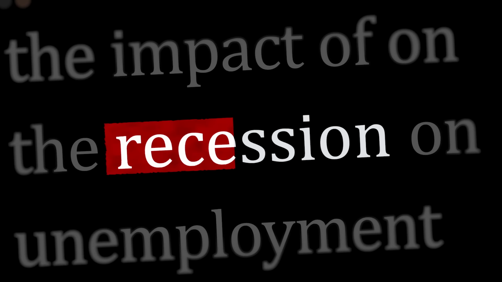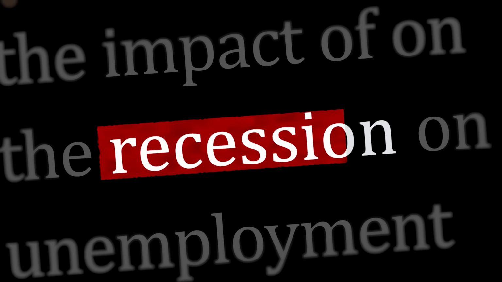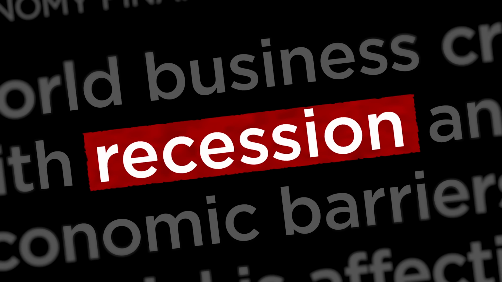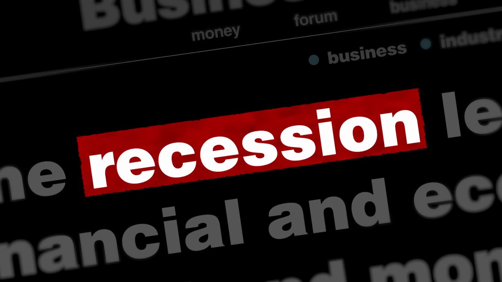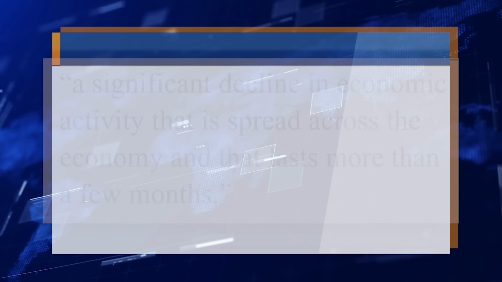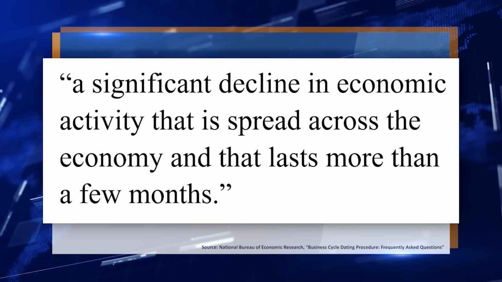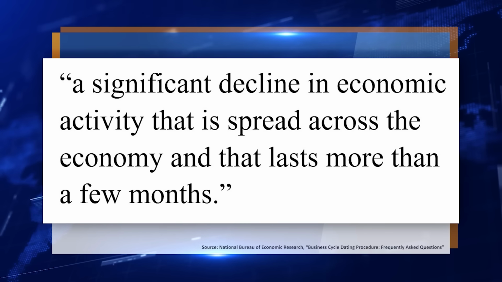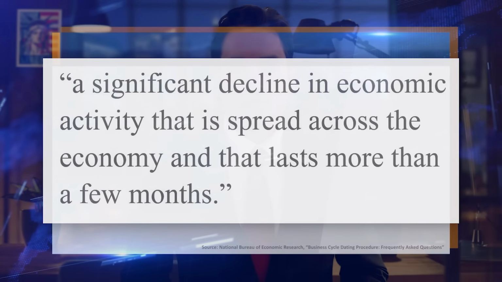Let's look first at recession. The closest thing we have to an official recession definition is the vague standard outlined by the National Bureau of Economic Research. The NBER is a private organization that has become the quasi-official authority on what a recession is and when a recession happens. The NBER defines a recession as a significant decline in economic activity that is spread across the economy and lasts more than a few months.